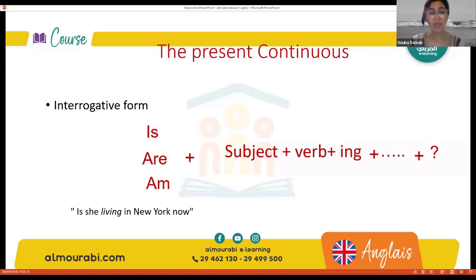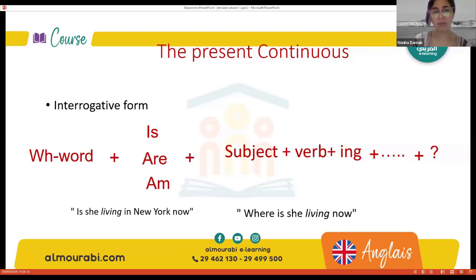That's the example. And if we need to add a WH word, of course, we are going to add it at the beginning. For example, to add a WH word to this example: where is she living now? Where, that's the WH word; is, the auxiliary; she, the subject; living, the main verb; and now is the rest of the sentence. What do you notice here in both examples? There is something.